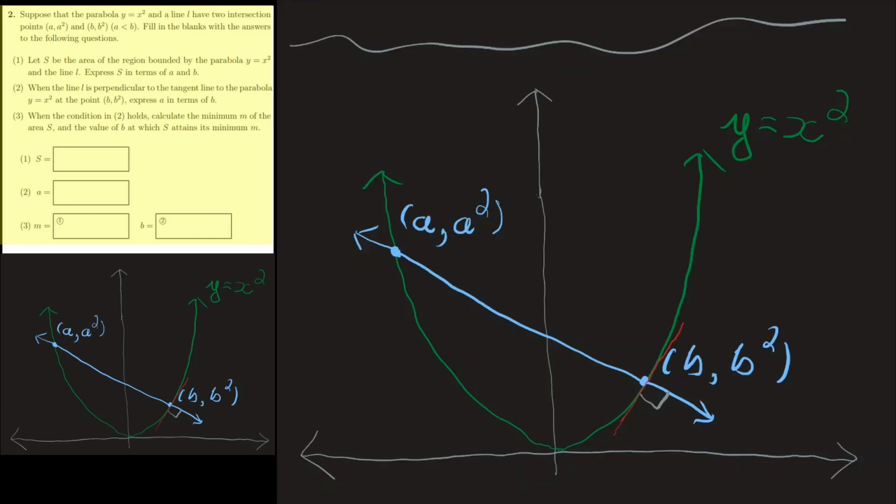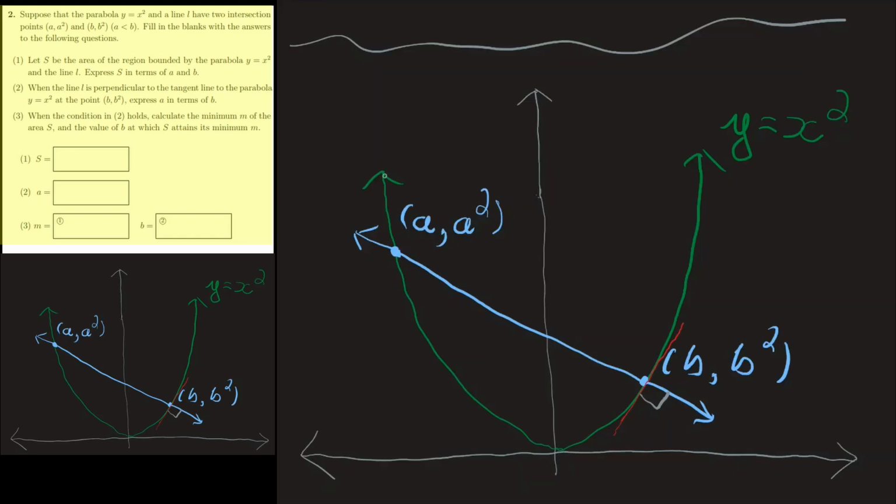Also, the second part says when the line L is perpendicular to the tangent line to the parabola y equals x squared at the point b comma b squared, express a in terms of b. So to answer this, you need to know a bit about integration and using derivatives to find a minimum or maximum. So to start, you should always draw a diagram.